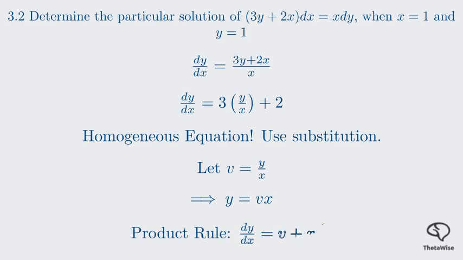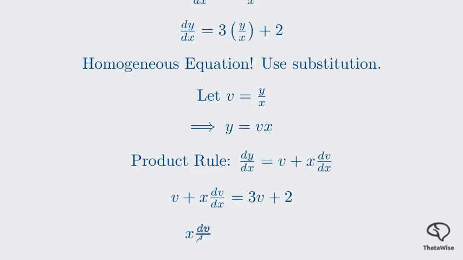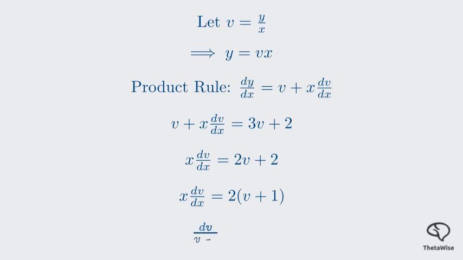Now we can substitute both this and y equals vx into our rearranged equation. Replacing dy/dx and y, we get v plus x dv/dx equals 3v plus 2. Now we have a differential equation in v and x. The beauty of the substitution is that homogeneous equations always become separable after this step. Subtracting v from both sides, we get x dv/dx equals 2v plus 2, or 2 times (v plus 1). Now we separate the variables. Bringing all the v terms to the left and x terms to the right, we get dv over (v plus 1) equals 2 over x dx.